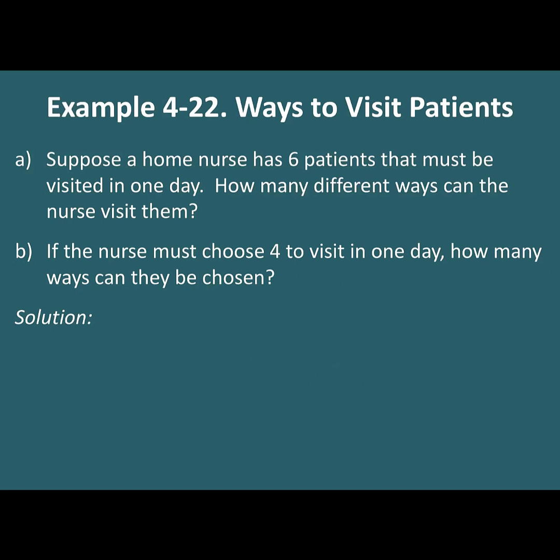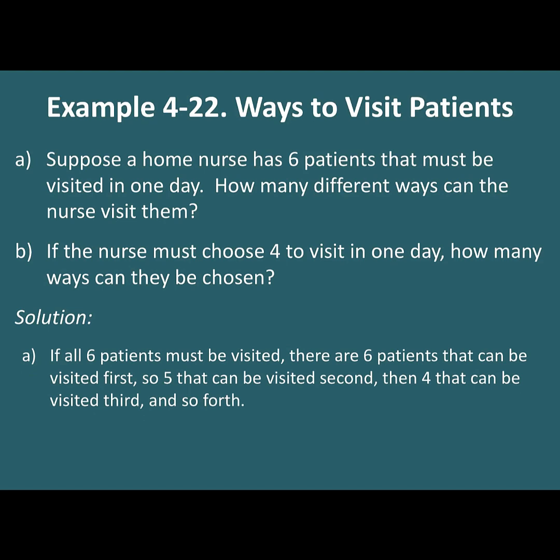Let's look at an example. Suppose a home nurse has 6 patients that must be visited in one day. A. How many different ways can the nurse visit them? B. If the nurse must choose 4 to visit in one day, how many ways can they be chosen? Let's start with part A.